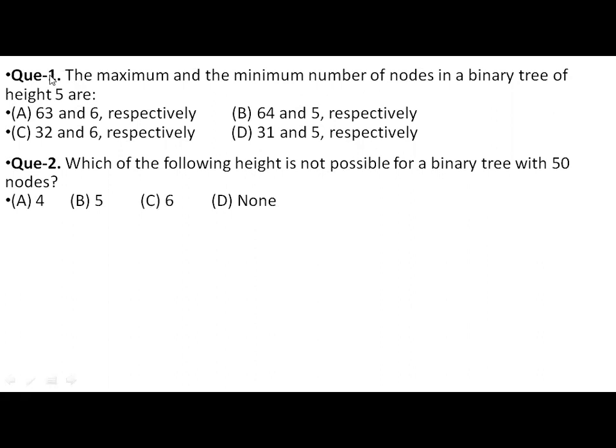Answer is no. Now, some of the questions. First, we'll take up question 1. The maximum and minimum number of nodes in a binary tree of height 5 are... Height is given and you need to calculate the maximum and minimum nodes. Options A, B, C, D are given. Which is the correct option? Just tell me.